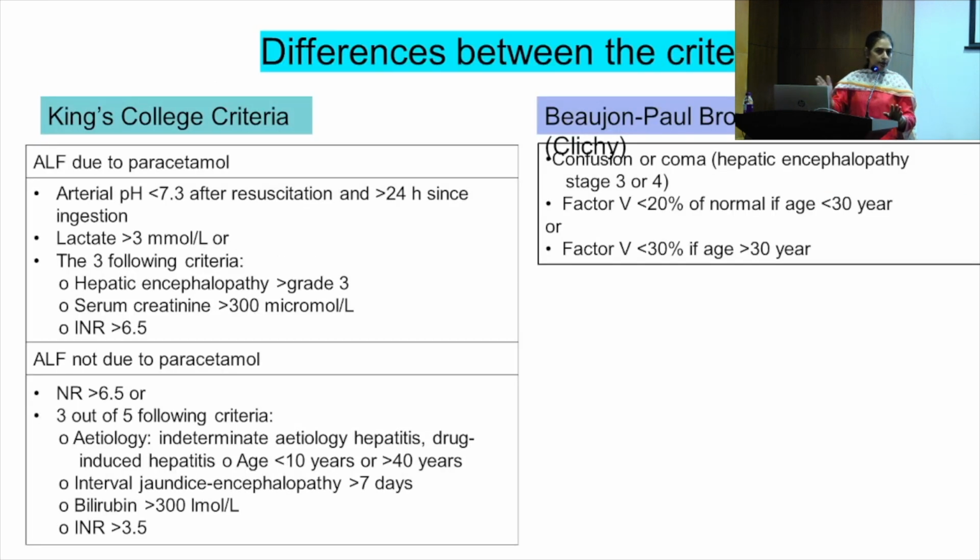So this is the difference. If you see the King's College criteria, there's one for paracetamol and non-paracetamol, and quite a number of criteria are there: your pH, your lactates, your INR, the grade of your hepatic encephalopathy and creatinine. And when it comes to non-paracetamol, bilirubin, all those are also indicated. Whereas when you look at the BRiCC criteria, it includes only your hepatic encephalopathy and your value of factor V. So that's the difference. Is one better than the other? It depends upon the etiology.